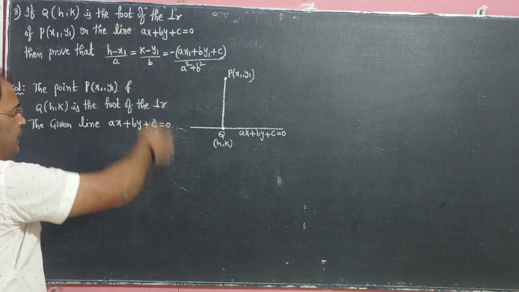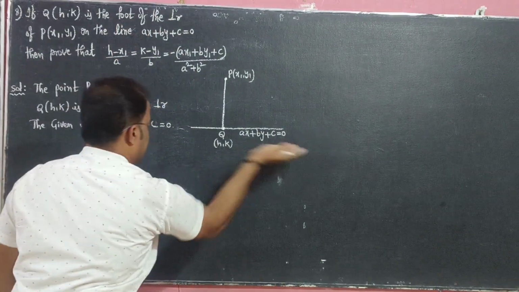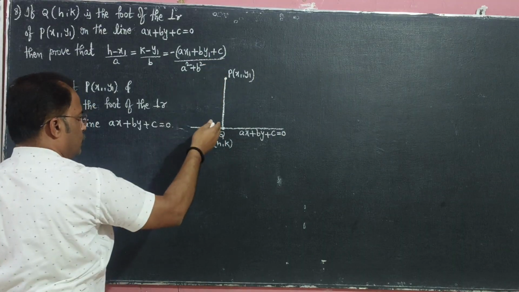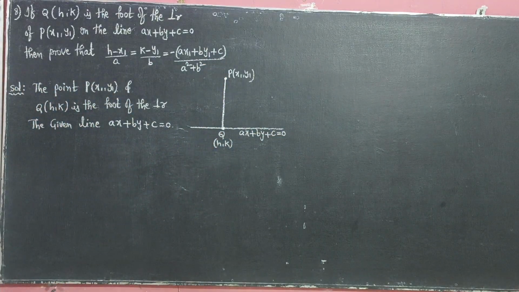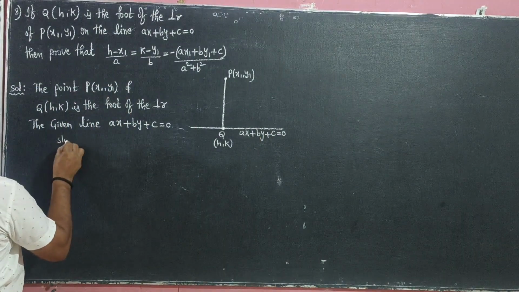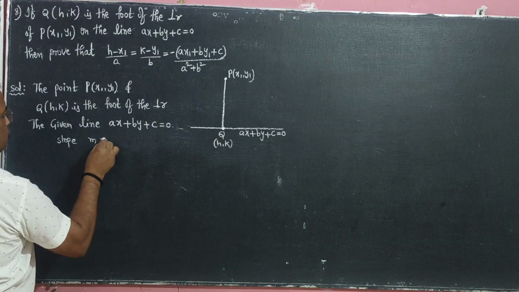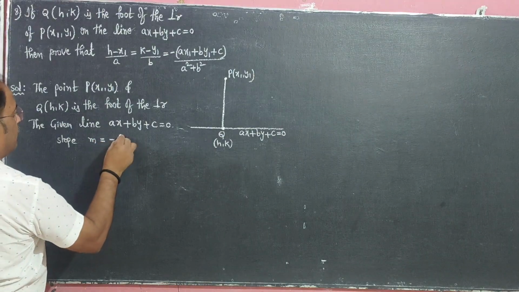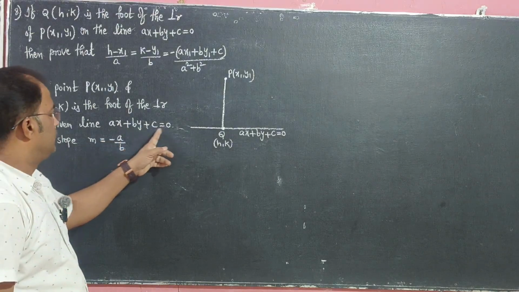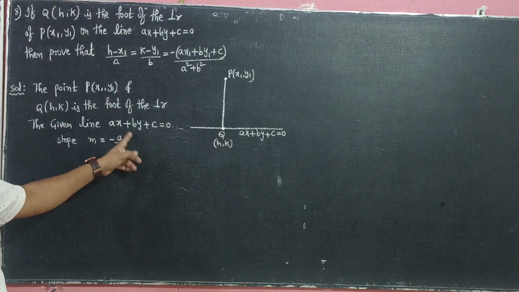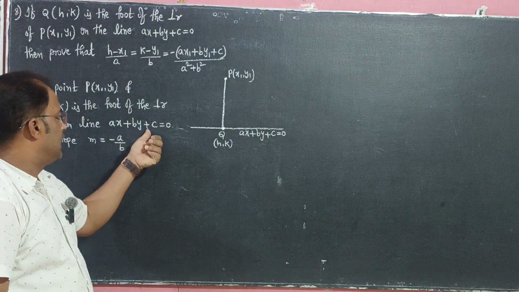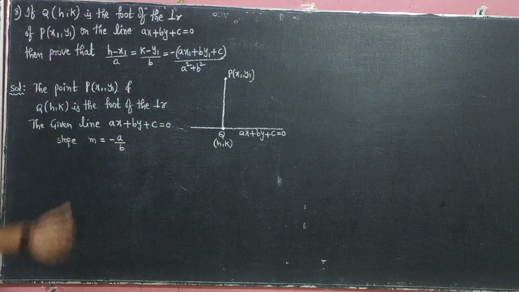The required line PQ is perpendicular to the given line. First of all we have to find the slope of the given line. Slope m equals, directly we have the formula, minus a by b. Slope formula, right? The given line ax plus by plus c equals 0. The slope of the general line ax plus by plus c equals 0 has the direct formula minus a by b.